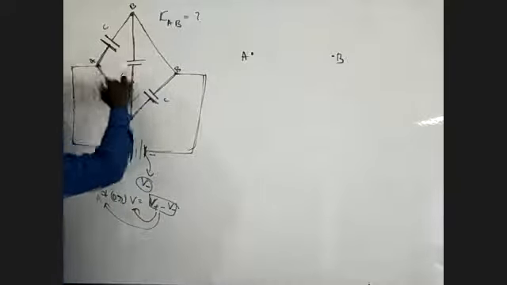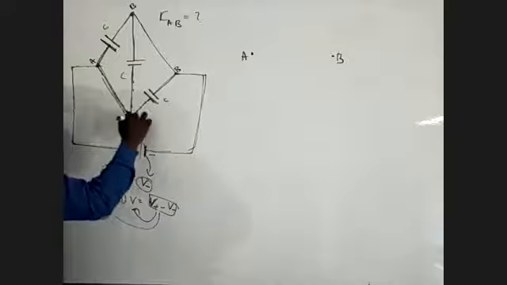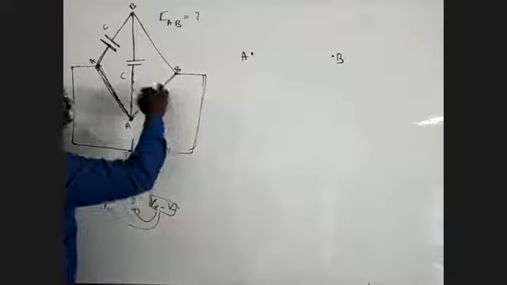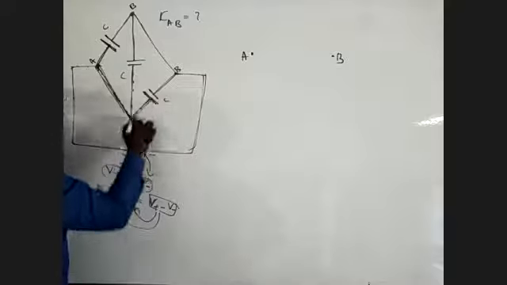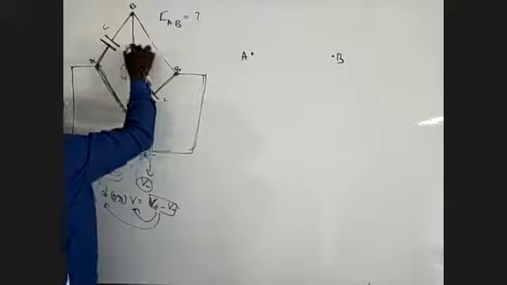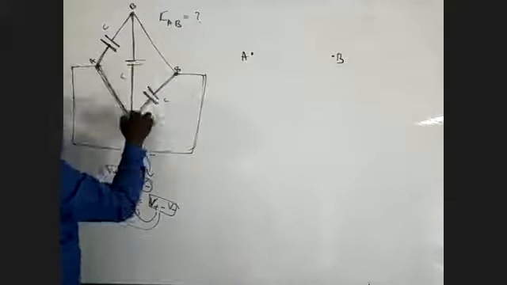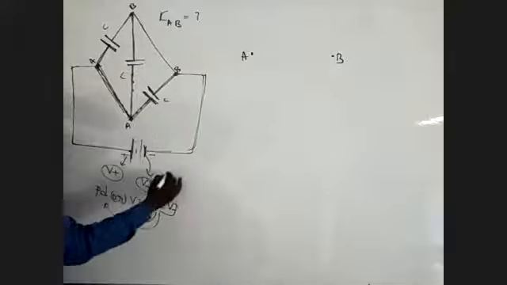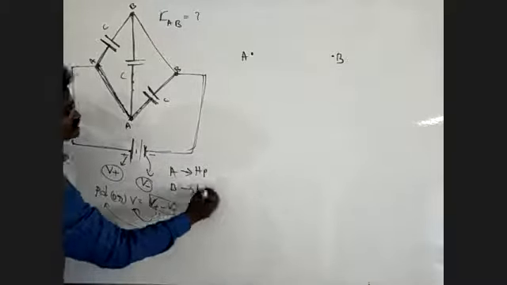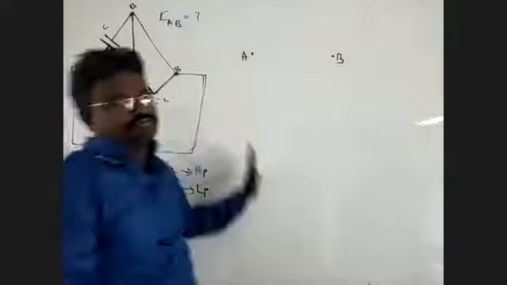This wire is connected to high potential. This end is connected to high potential. One plate is connected to high potential, another plate is connected to low potential. This plate is connected to low potential, this plate is connected to high potential. A indicates high potential, B indicates low potential. Now we are going to calculate.